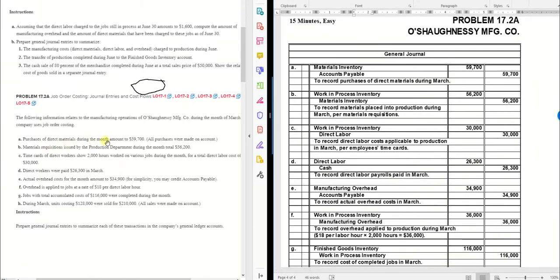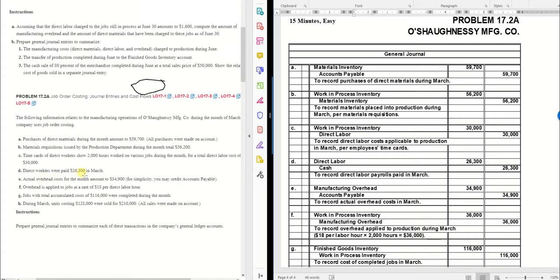But I purchased direct materials during the month of 59.7, debit materials inventory. You can also debit raw materials inventory, credit accounts payable. Okay, next one, I requisition materials for production. Remember, production is WIP, 56.2, so I take it out of materials and put it into WIP. In with a debit, out with a credit. Next one, time cards for direct workers, 2,000 hours worked for a total of 30,000. So I put my direct labor, debit WIP, credit direct labor payable or wages payable.